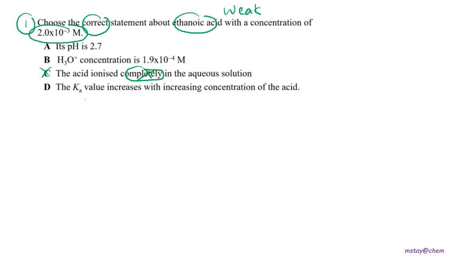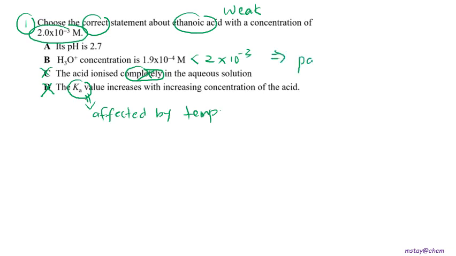Option D says the Ka value will increase with the increasing of concentration. But the Ka value is only affected by temperature, so option D is also out. Then next one, option B has the possibility because the concentration of H3O+ is less than 2 × 10^-3, showing that they are ionized partially. But because in this question the Ka value is not given, we cannot calculate the actual value.